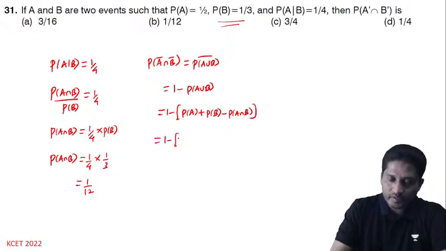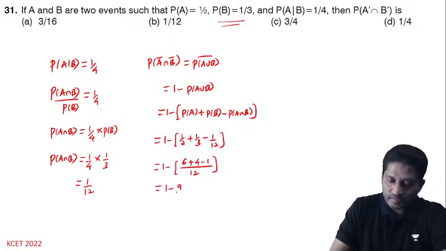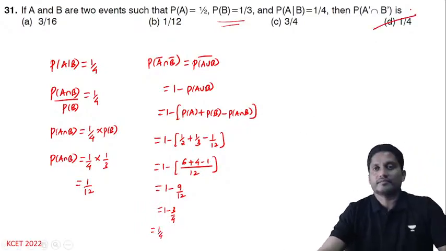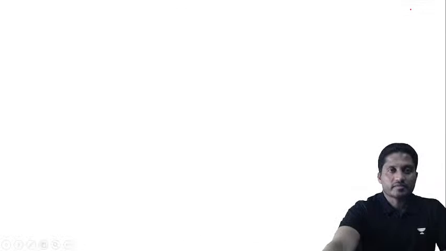Now P of A is 1 by 2, P of B is 1 by 3, P of A intersection B is 1 by 12. This is 1 minus, LCM is 12, you will get (6 plus 4 minus 1). 1 minus 9 by 12, that is 1 minus 3 by 4, which is equal to 1 by 4. Answer is option D. Let's move to the next question.